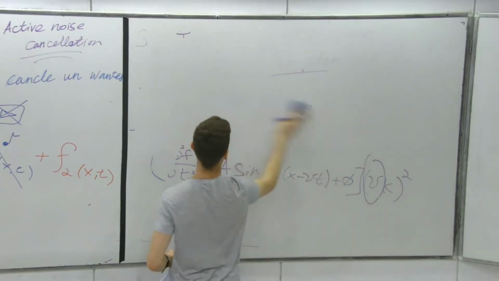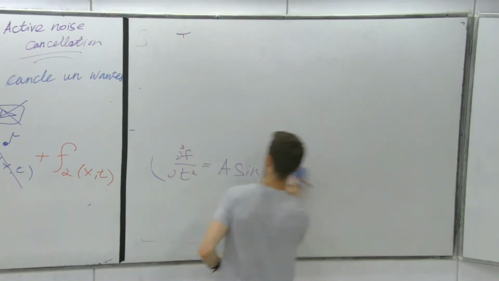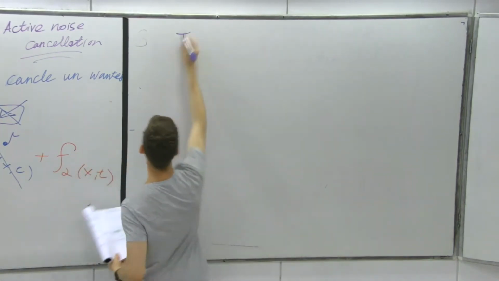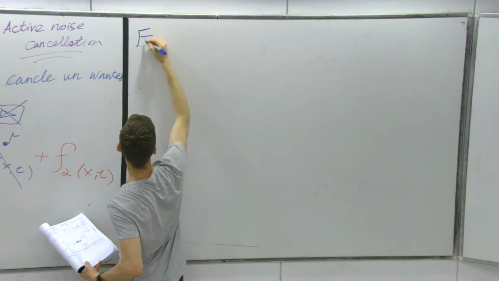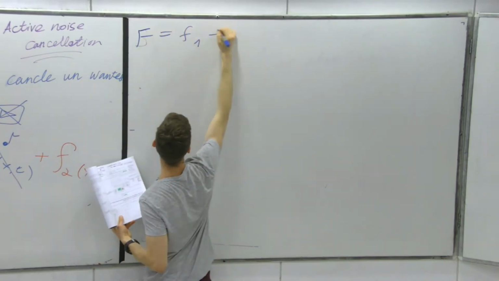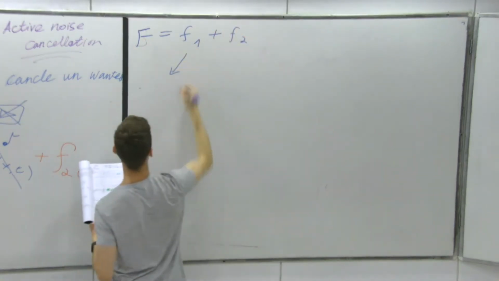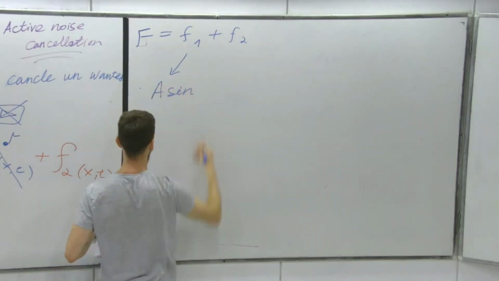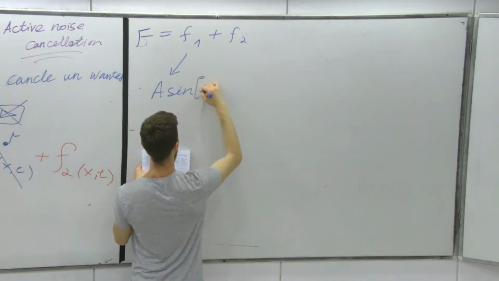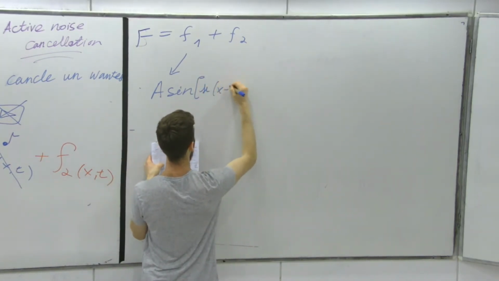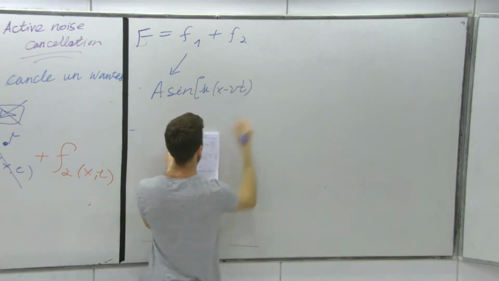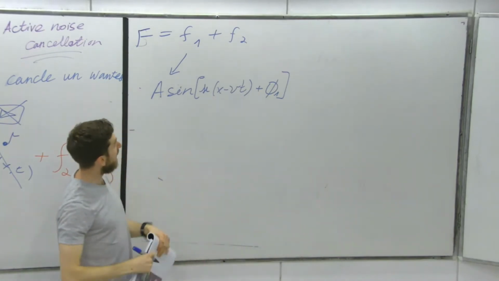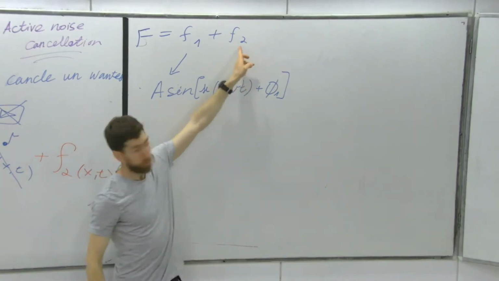So let's open up everything, okay? So let's write explicitly what we have. So we have this capital F, right? And this one is equal to F1 plus F2. And we know F1. What is F1? F1 is the amplitude sinus K, right? X minus Vt, right? Plus V1, okay? And I'm gonna produce with F2.